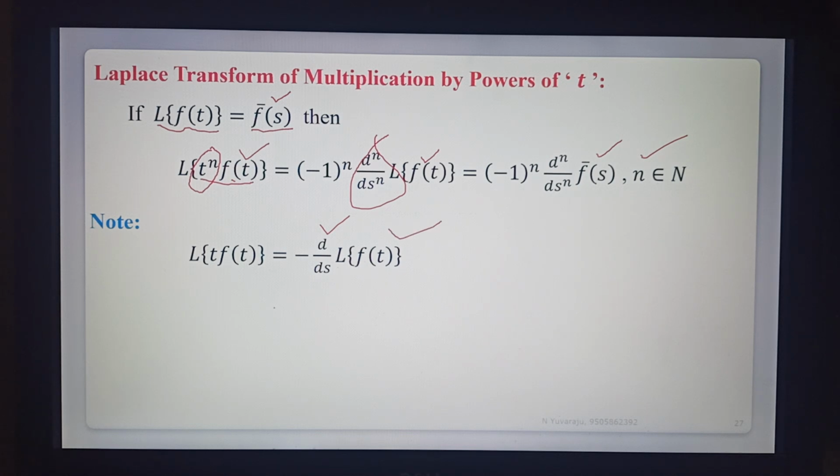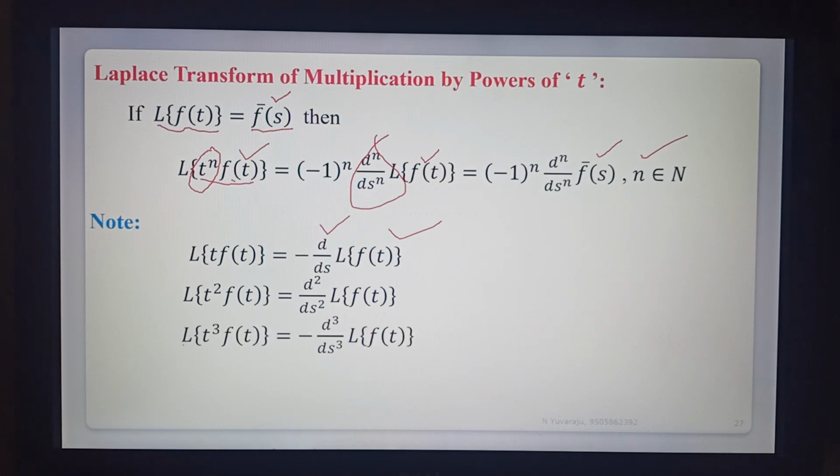For t square, L of t square into f of t, two times multiplication by t, so two times differentiation, minus into minus gives plus, d square by ds square of L of f of t. Up to so on, L of t cube into f of t, third time, is minus into minus into minus, that is minus d cube by ds cube, three times differentiation of L of f of t. So on.